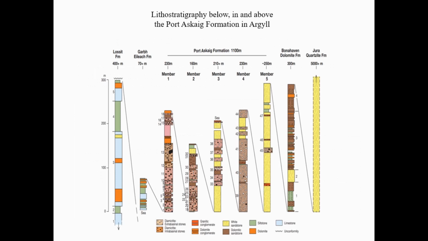This shows the general stratigraphy, the 5 members of the Port Askaig Formation shown in the middle here, roughly 200 metres thick each, overlying the units on the left, which are the carbonate rocks of the Lossit Formation and the Garbh Eilach Formation. The Port Askaig Formation is in turn overlain by the Bonahaven Dolomite on the right, a clastic and dolomite sequence. And then finally we have the Jura Quartzite, a very thick quartzite unit, which I shall return to later.